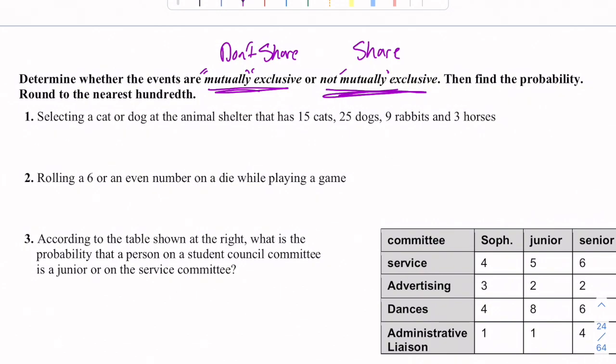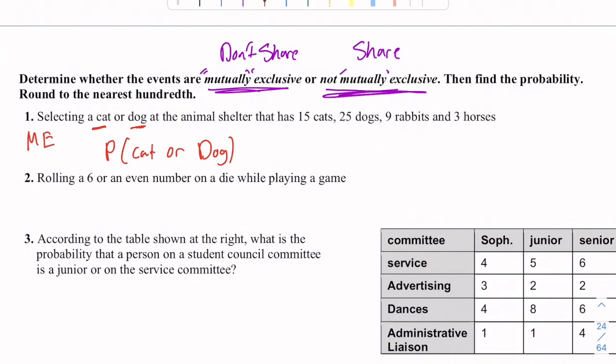All right, so selecting a cat or dog at the animal shelter that has 15 cats, 25 dogs, 9 rabbits, and 3 horses. Okay, so picking a cat or dog. So this here is a mutually exclusive event, okay? Which means that there are no copies of each other. So if I were to do my probability here, it would be probability of getting a cat or probability of getting a dog.